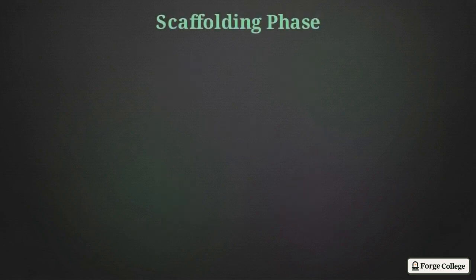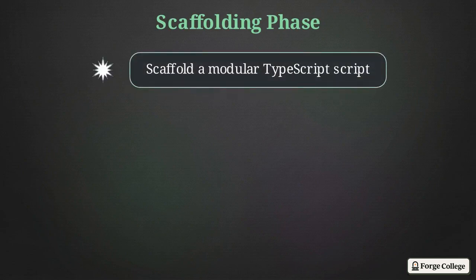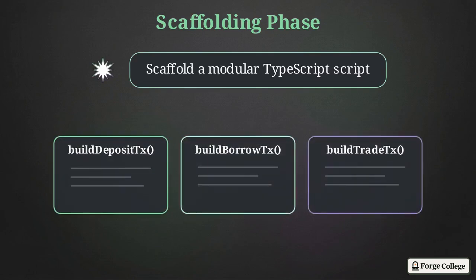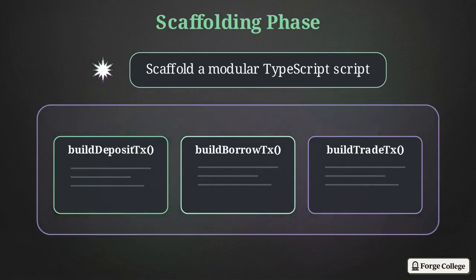This diagram shows how we start the scaffolding phase. You prompt your AI to write a minimal TypeScript script containing separate, empty placeholder functions, often called stubs. Notice the three distinct boxes here, one for a deposit action, one to borrow, and one to trade. Then you instruct the AI to wrap these three independent stubs into a single, higher-level sequence. We will call this container performLeveragedFlow.